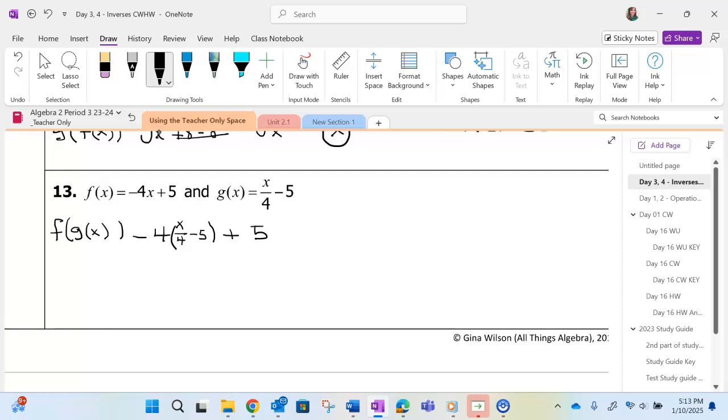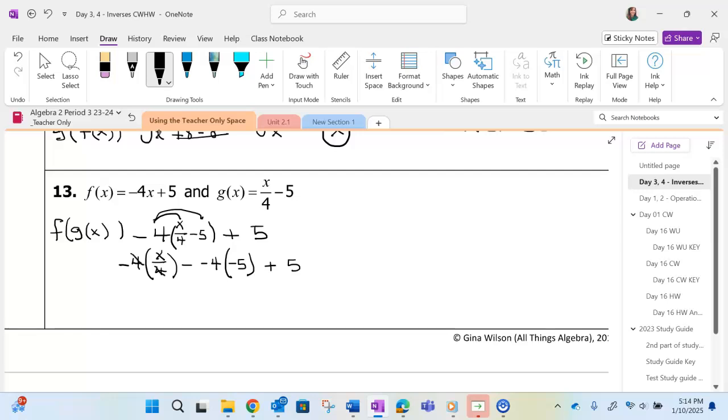Okay? Now, when you're looking at this to solve, you're going to distribute. So in essence, I'm going to spell it all out so you can see each piece. Negative 4 times x over 4 minus negative 4 times negative 5. That's the distributing, and then I'm going to add 5. So let's do this first one.